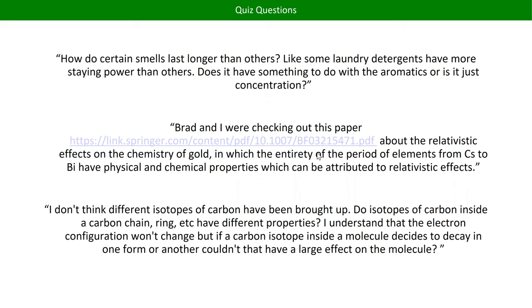Miranda asked about smell, why some things smell longer than others. That's actually a pretty quick question. If you can smell it, it means that there are pieces of it in the air. And so anything you can smell will eventually not smell, unless something is replacing those particles as they evaporate or sublimate from whatever is the source of that smell.